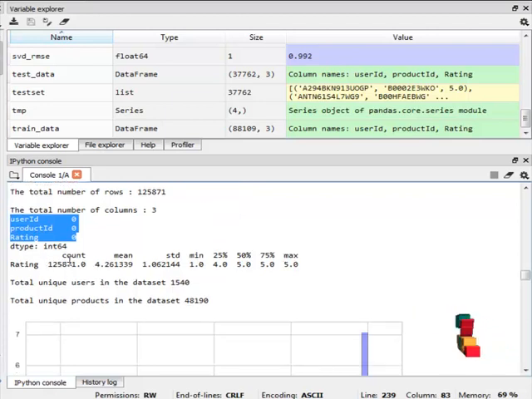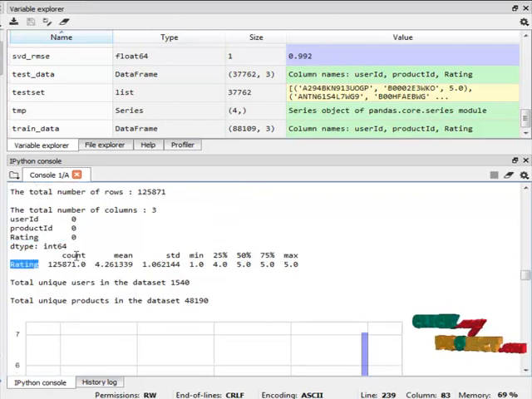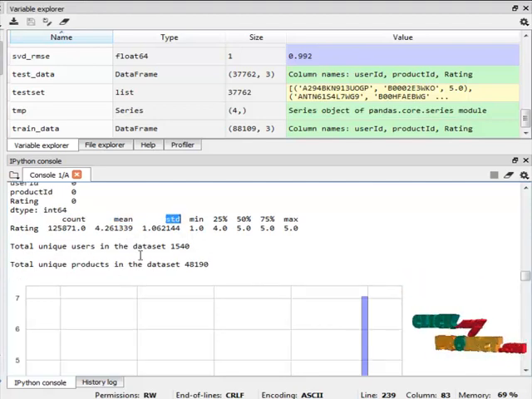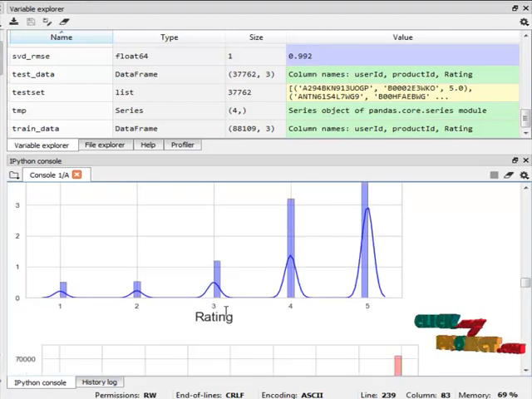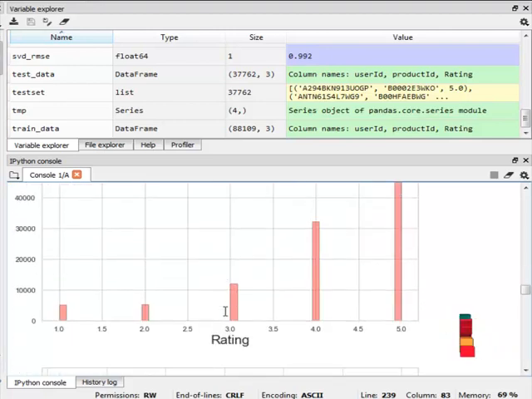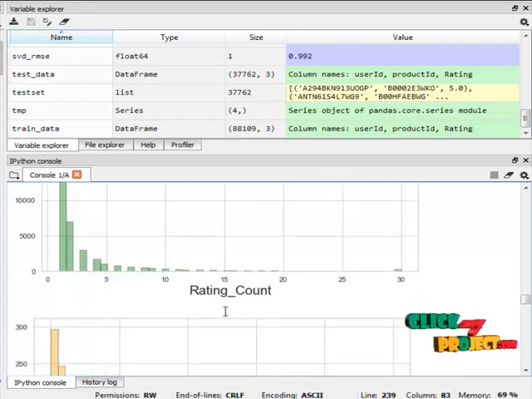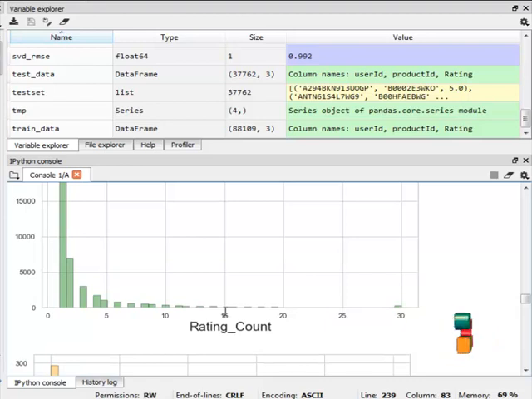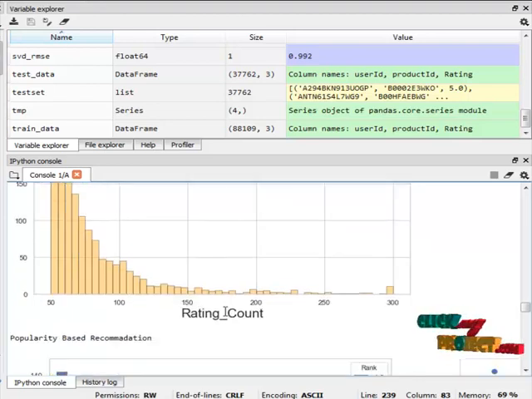And we have to describe the rating dataset. In that we find the count value, mean value, standard deviation, minimum value, 25 percent to maximum value. And the total unique user of our dataset is 1540, and the total unique product is 40,190. And this is the rating category based on products. This is also the same as the rating based on the product. And this is the rating counts based on the product and user ID. And this is also rating count.